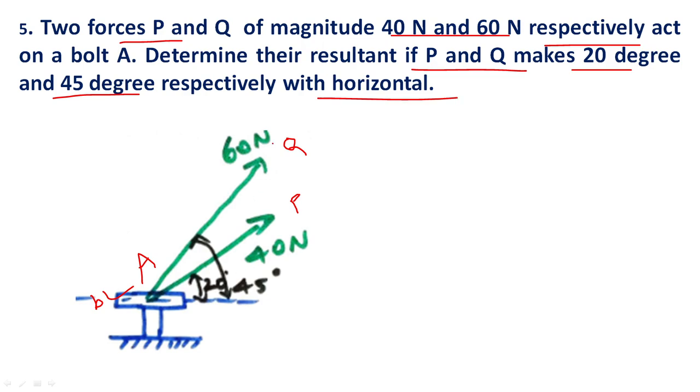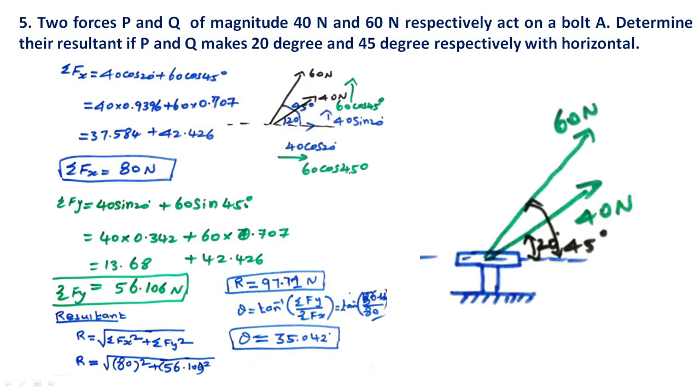The given data is two forces, 40 Newton and 60 Newton, acting at the bolt at angles of 20° and 45° respectively. So we want to find the resultant force of this given problem.